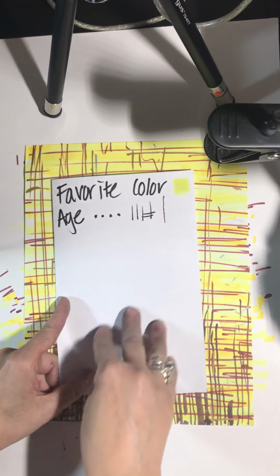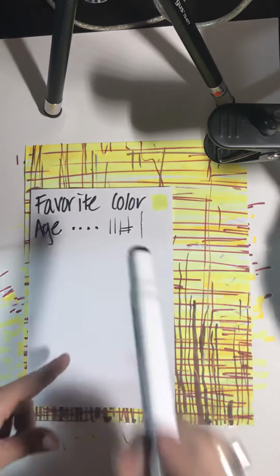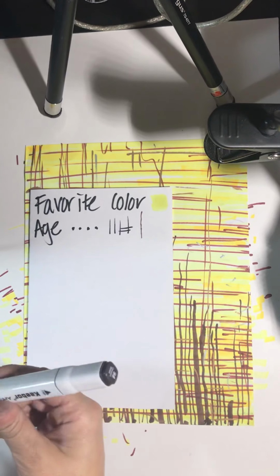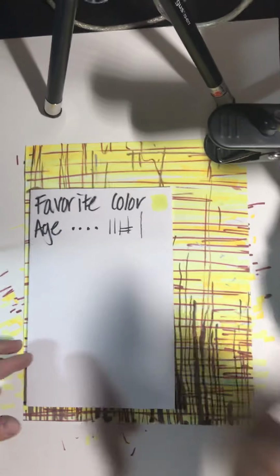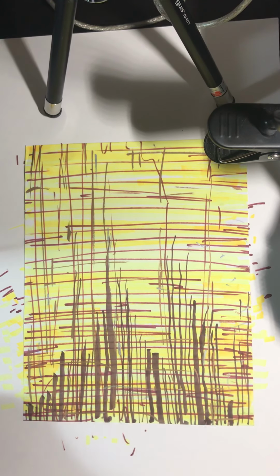This is like your legend in a map. This is your key. Favorite color, yellow. Age. And I showed that I used that line for my age. I'm 43, so I made 43 marks. Right? And that's what I did for that one. Now, we are going to do where you were born.